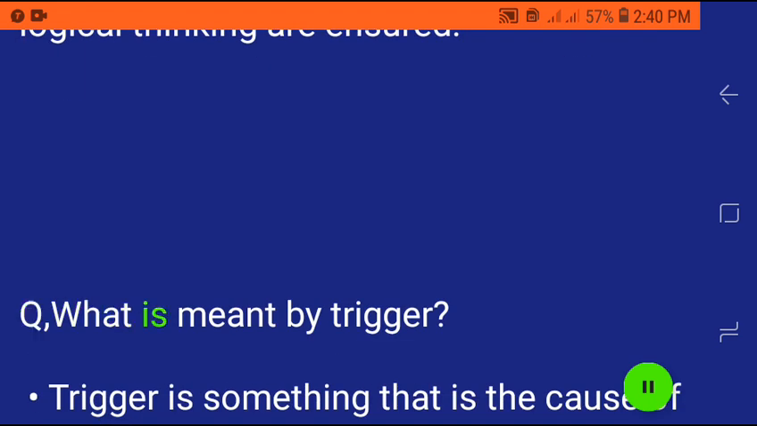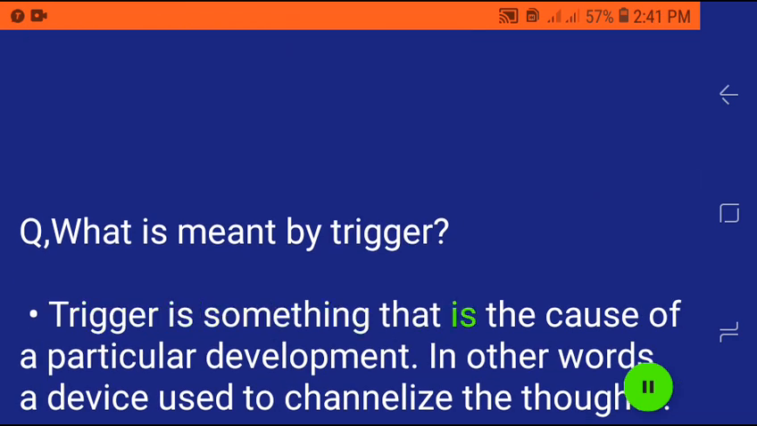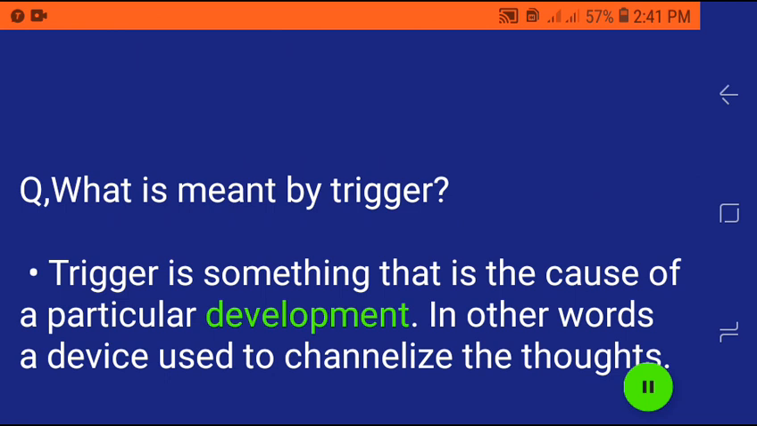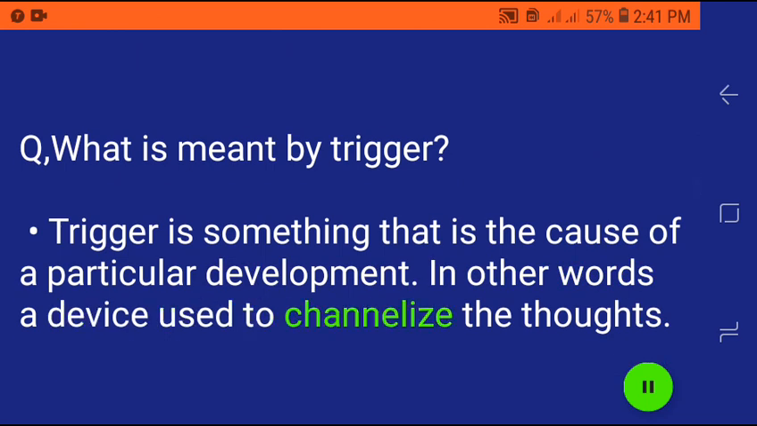Q. What is meant by trigger? Trigger is something that is the cause of a particular development. In other words, a device used to channelize the thoughts.